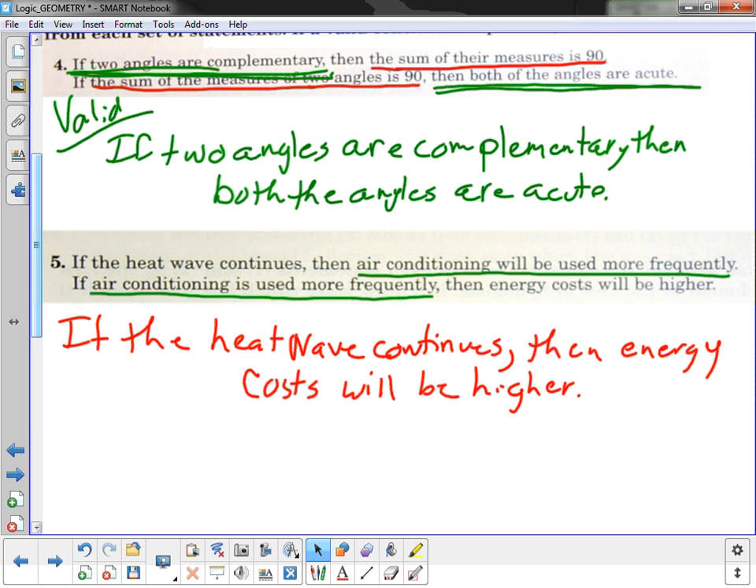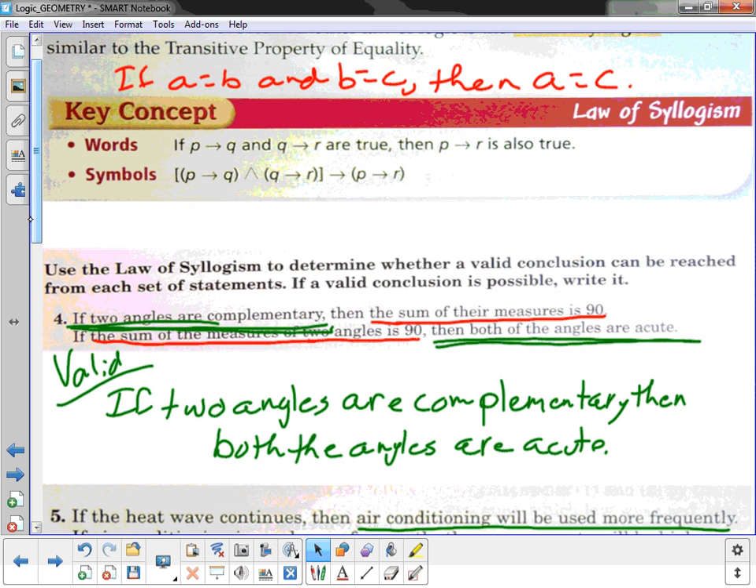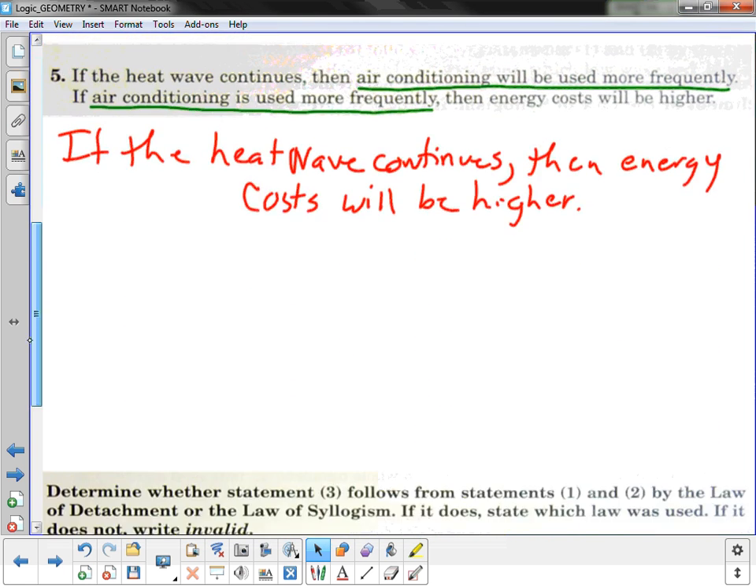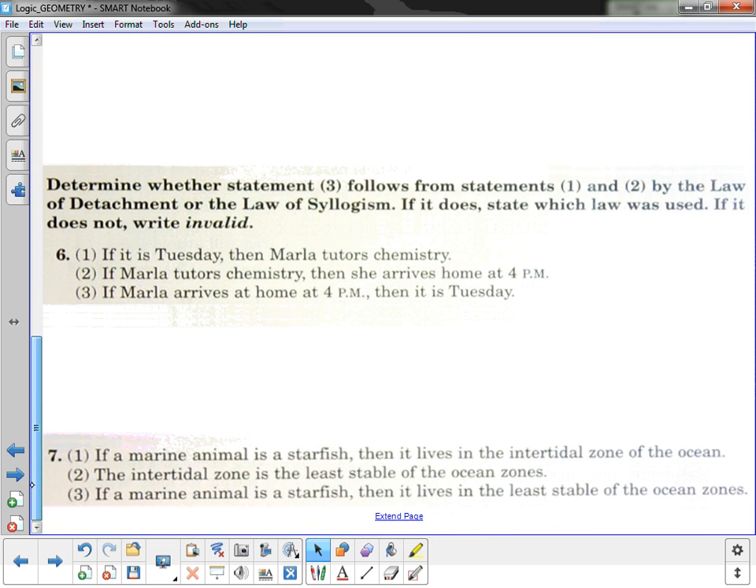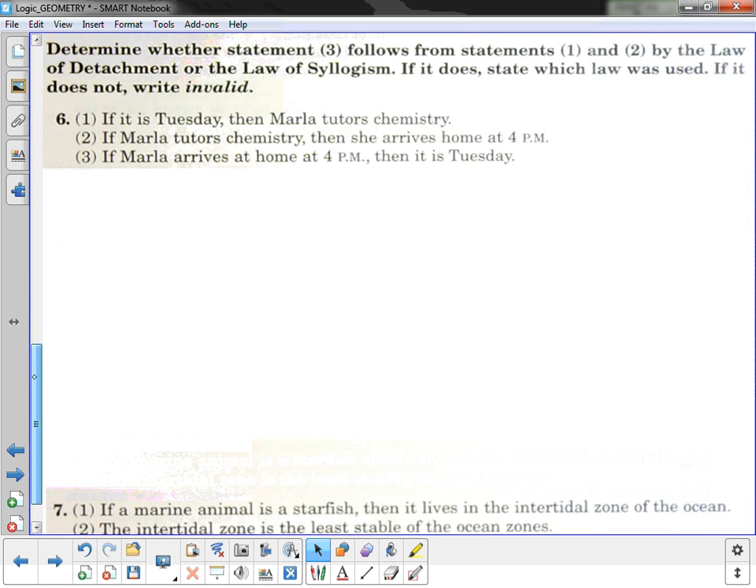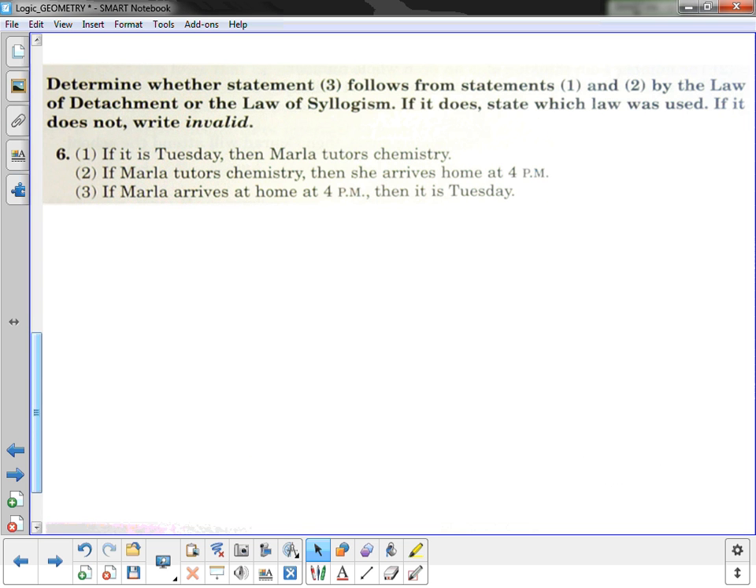So, the law of syllogism. Notice it does tell us that we're looking for two true statements for this thing to work out. Now, let's go on to something new here. So, determine whether statement 3 follows from statement 1 and 2. Use the law of detachment or the law of syllogism. If it does, state which law was used. If it does not, write invalid. So there's our direction. Our first statement is, if it is Tuesday, then Marla tutors chemistry. And the second statement, if Marla tutors chemistry, then she arrives home at 4 p.m.